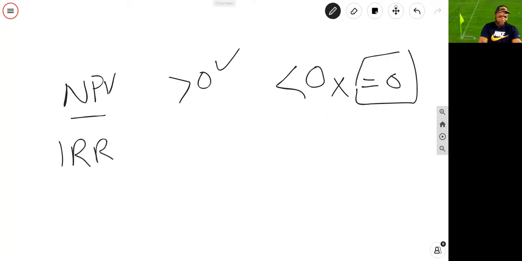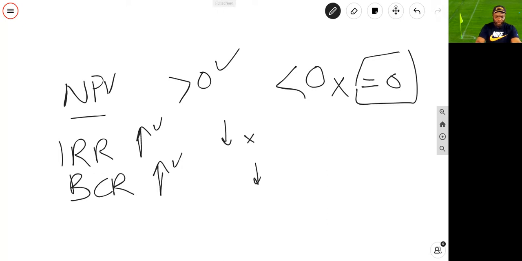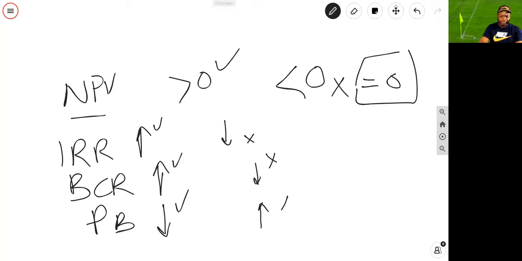Understand the concepts of IRR, internal rate of return. The higher, the better. If it's low, we don't want to do it. BCR, again, the higher, the better. If it's low, we want to stay away from them. And payback period, in this case, the lower, the better. If it's high, we want to stay away from it.